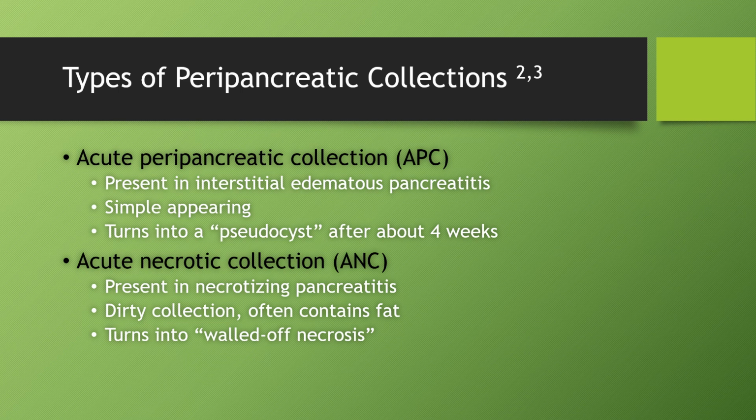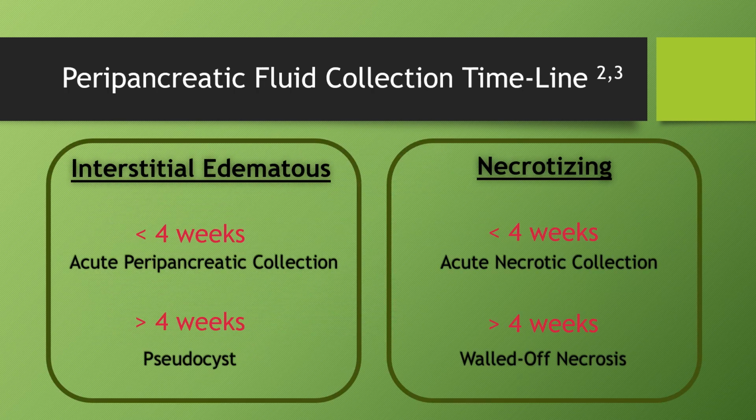a walled-off necrosis. Here's a nice little chart of the fluid collection timeline. So if the patient has interstitial edematous pancreatitis, then the peripancreatic collection that they have in the first 4 weeks is called an acute peripancreatic collection.